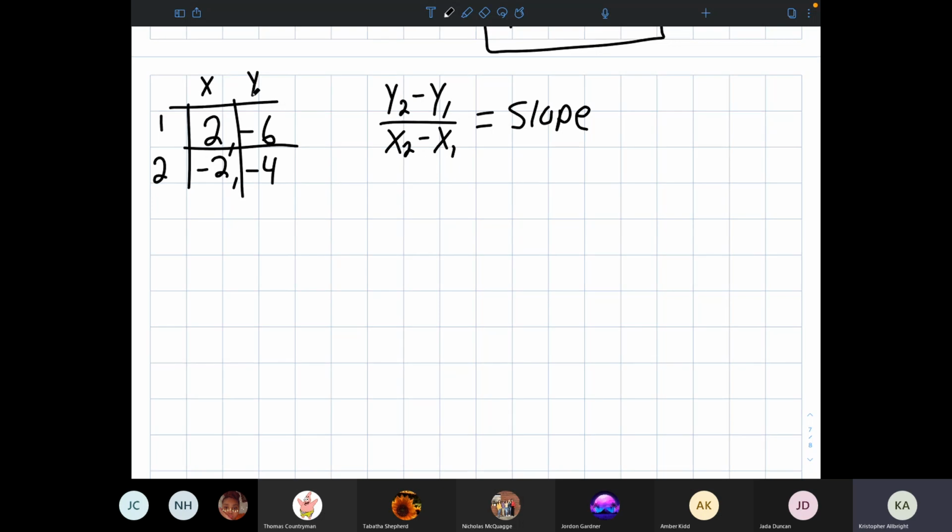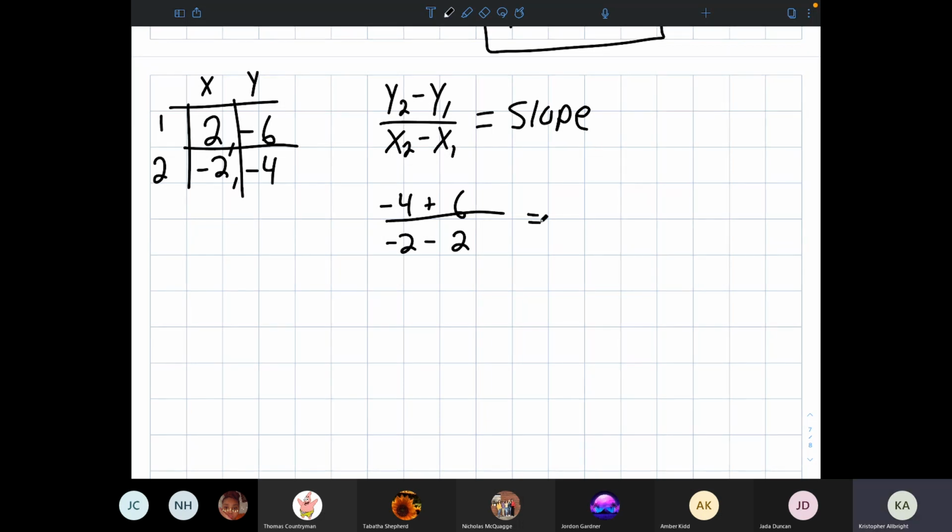Now I can follow just my chart. So I can do y2, -4, minus -6. In this case, this would turn into a positive, so I'm just going to write it like that. And then on the bottom, we have x2, which is -2, minus 2.